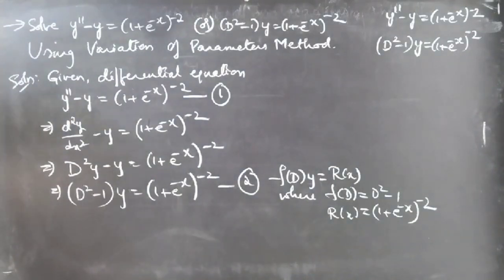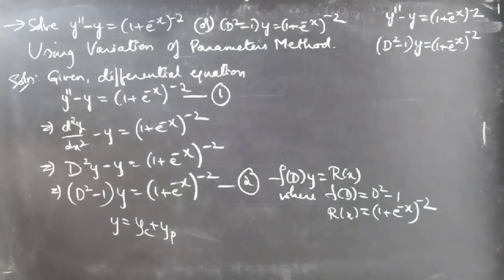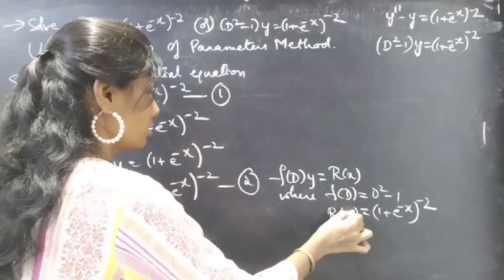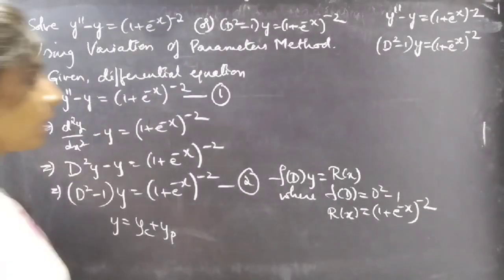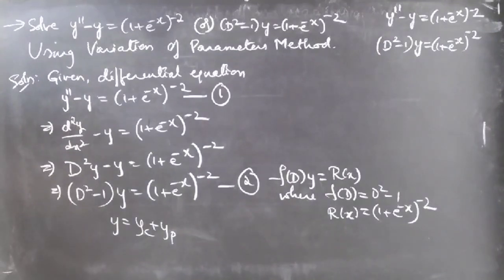Now we'll find the general solution of equation 2 and equation 1 using y equals yc plus yp. We'll find yc using the auxiliary equation, and later we'll find yp using yc. Okay, and a few formulae. Here we have r of x equals (1 plus e power minus x) raised to the power minus 2, right? Or we can write it in fraction. So let's see that, and later we'll go for yc and yp and the general solution.